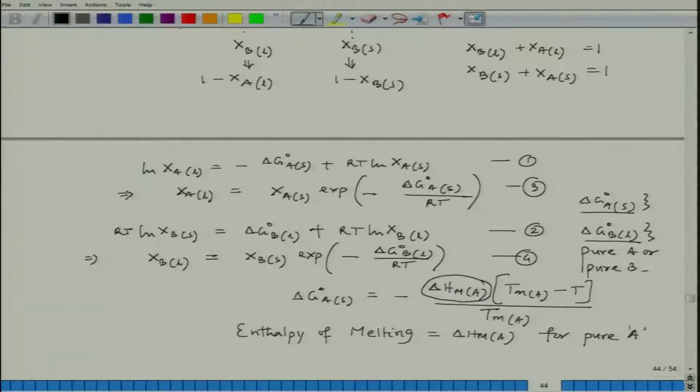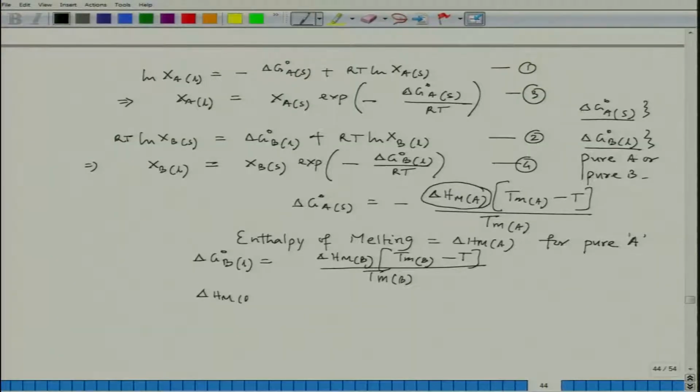Similarly, delta G0 B liquid equal to delta HM B (Tm B minus T) divided by Tm B, and where delta HM B, I can put a 0 sign here because everything we are considering with reference to the standard, because the pressure was kept 1 atmosphere. So, this would be equal to the enthalpy of melting for pure B.